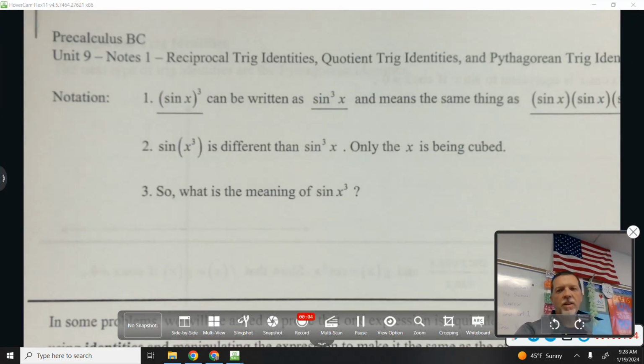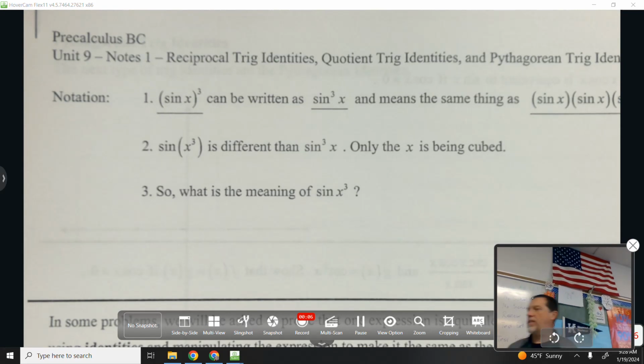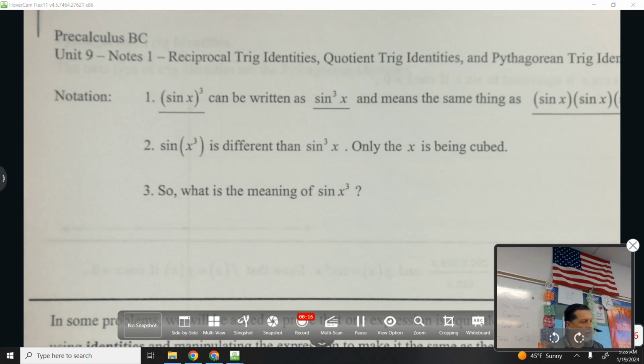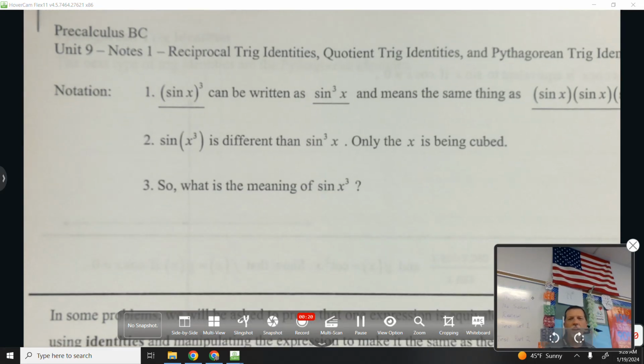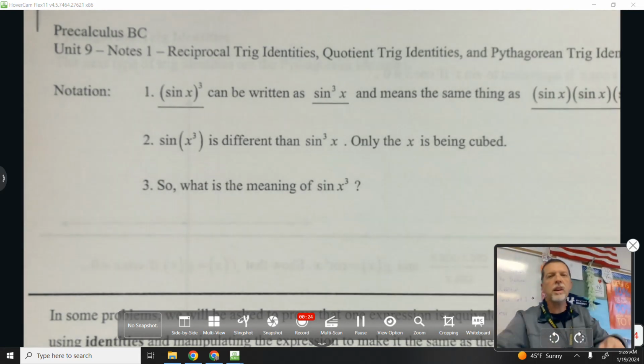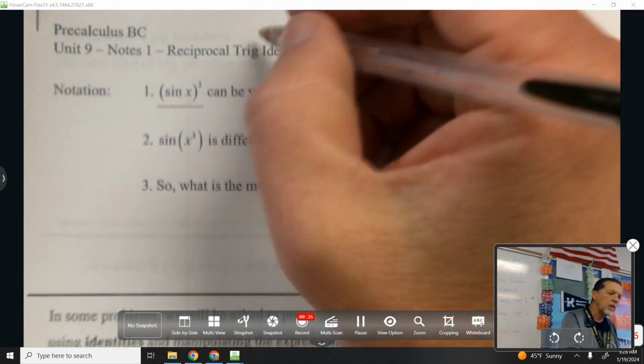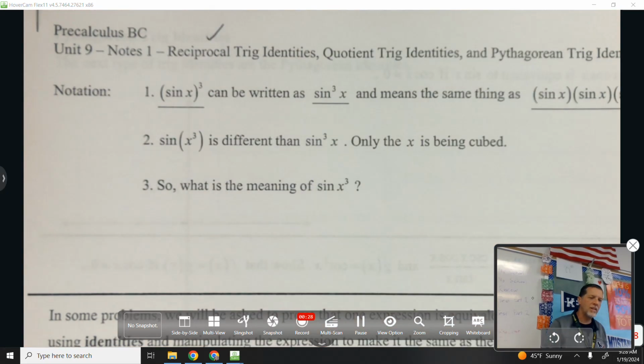Okay, unit number 9, worksheet 1. This is a relatively easy day. We're going to build up to more things that are more complicated, of course. But today is a pretty easy day. The reason it's an easy day is because you already know the reciprocal trig identities.